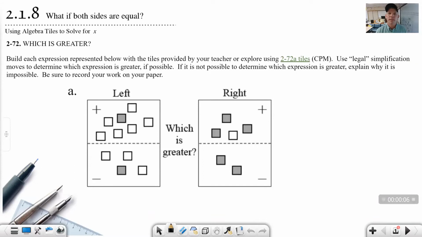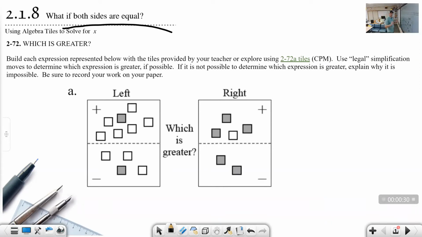Today we are doing lesson 218. All week we've been talking about expression maths, and right now we're going to talk about equation maths. What if both sides are equal? That's where we're going to focus today. So before we really move forward, you're going to do 2-72, A and B.